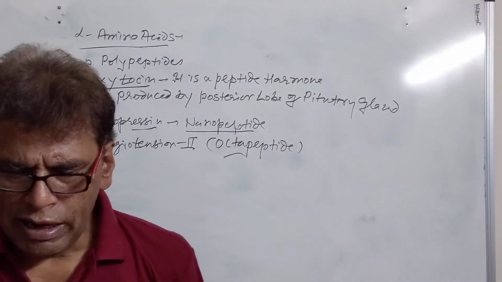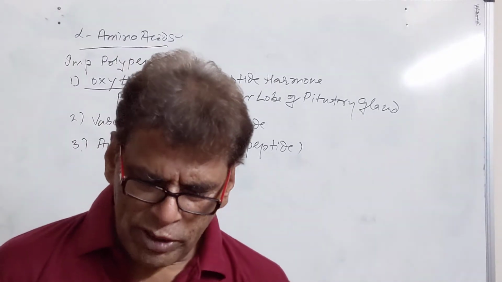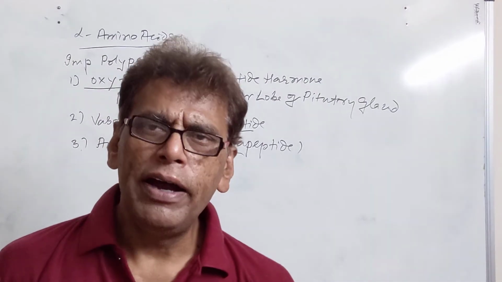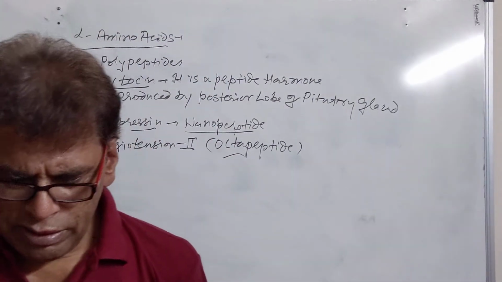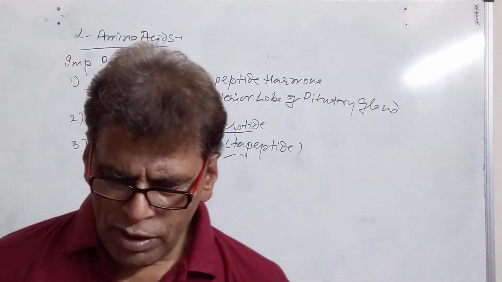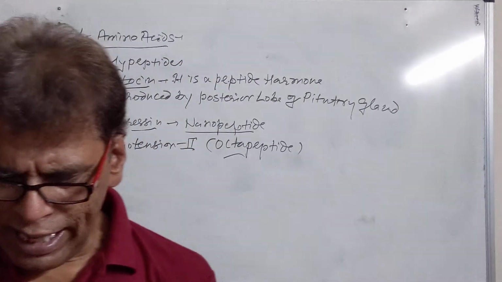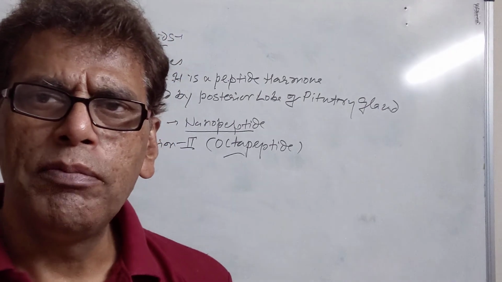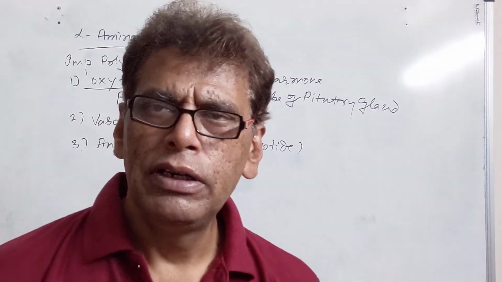So this is regarding the alpha amino acids, peptides, and important peptide hormones we have studied. They are oxytocin, vasopressin, and angiotensin 2. After doing this, we come to another important topic, that is proteins.